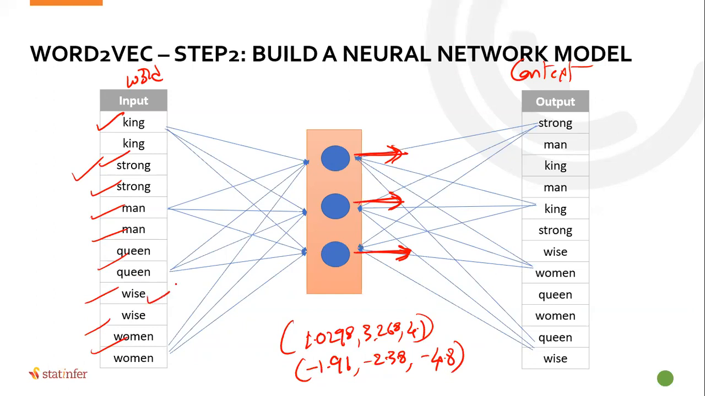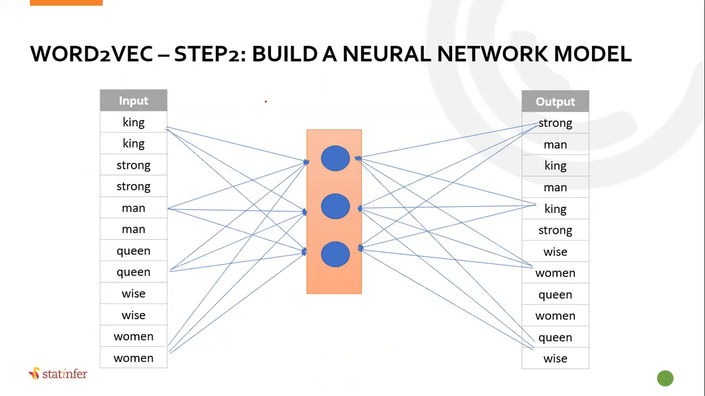Maybe wise and woman will have similar representation, and strong and man will have similar representation when you are building a neural network like this. That is the whole gist of word-to-vec. This is called a vector. A word has been represented like a vector.